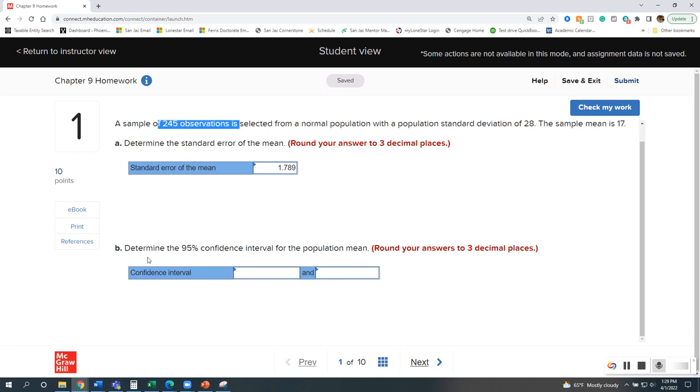Alright. Now, determine the 95% confidence interval of the population mean. We do know that the 95 percentile is 1.96. Let's go ahead and check out our z-tables.